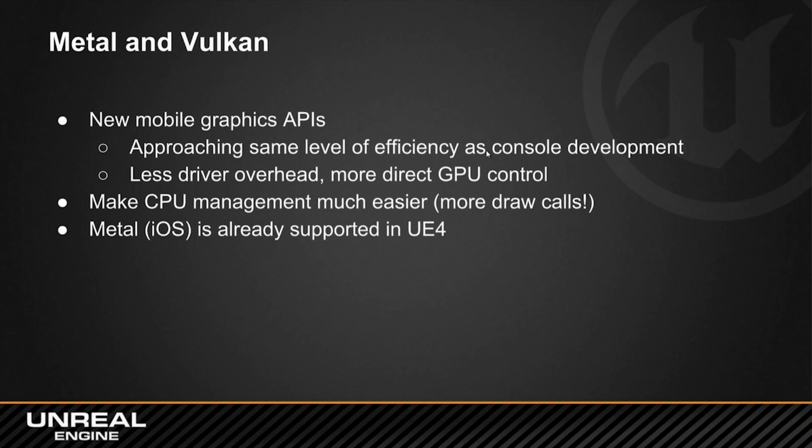So last thing really, just a quick mention of Metal and Vulkan, the new mobile APIs. The idea here is that these are approaching the same level of efficiency as console. Right? Now they're going to give you less overhead, more direct GPU control. Metal iOS, just iOS, is already supported in Unreal Engine 4, so you can start playing with it today. If you have specific questions over these APIs, you should definitely hit Smetis up, who's going to be talking right after this talk. So that is my entire demo.